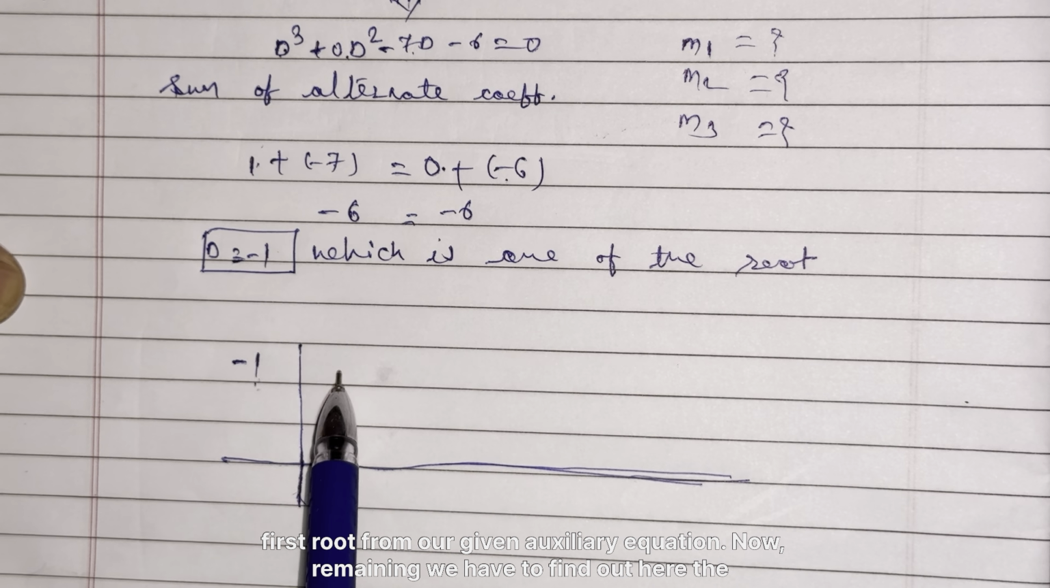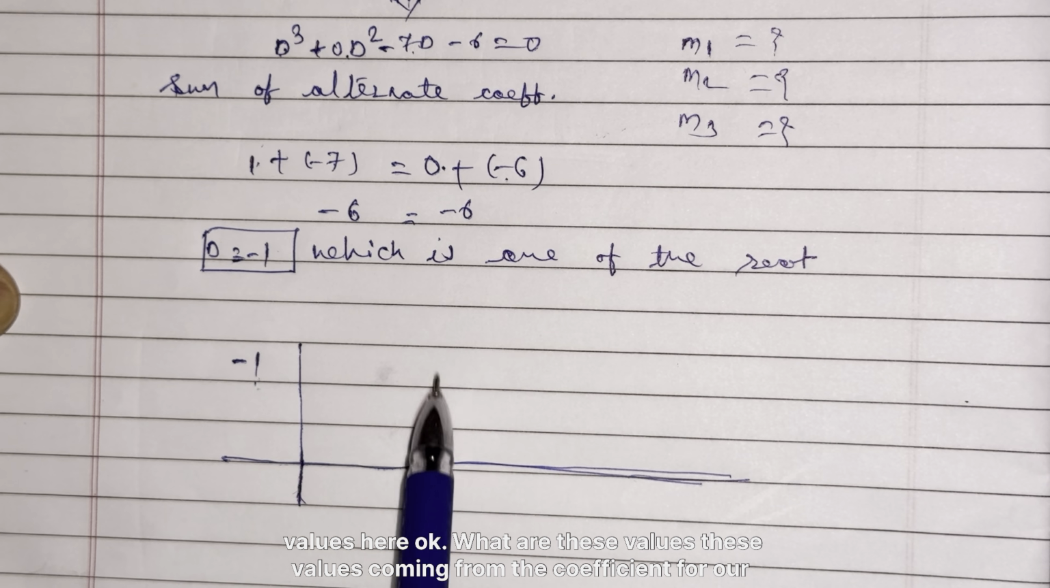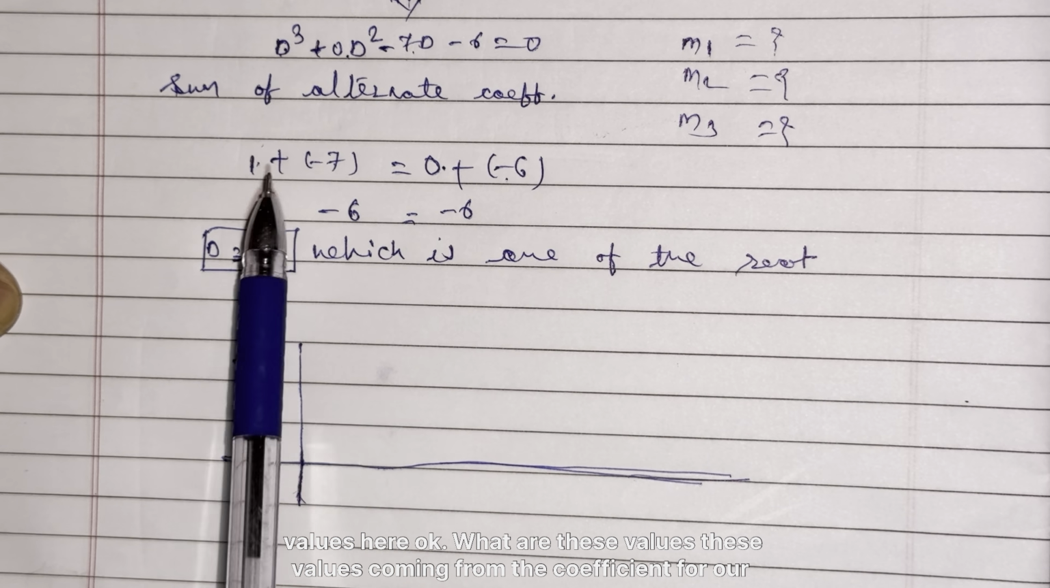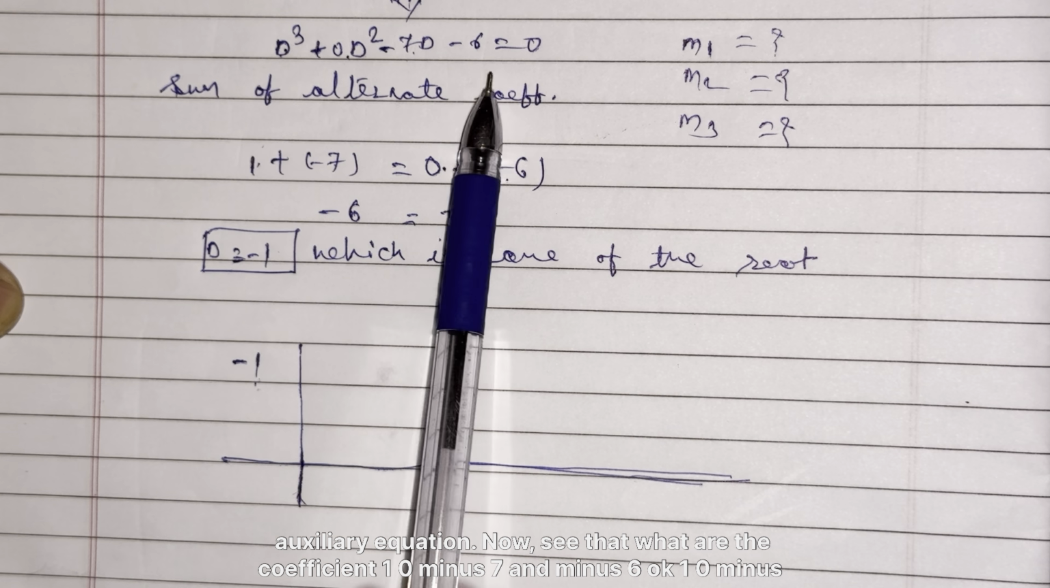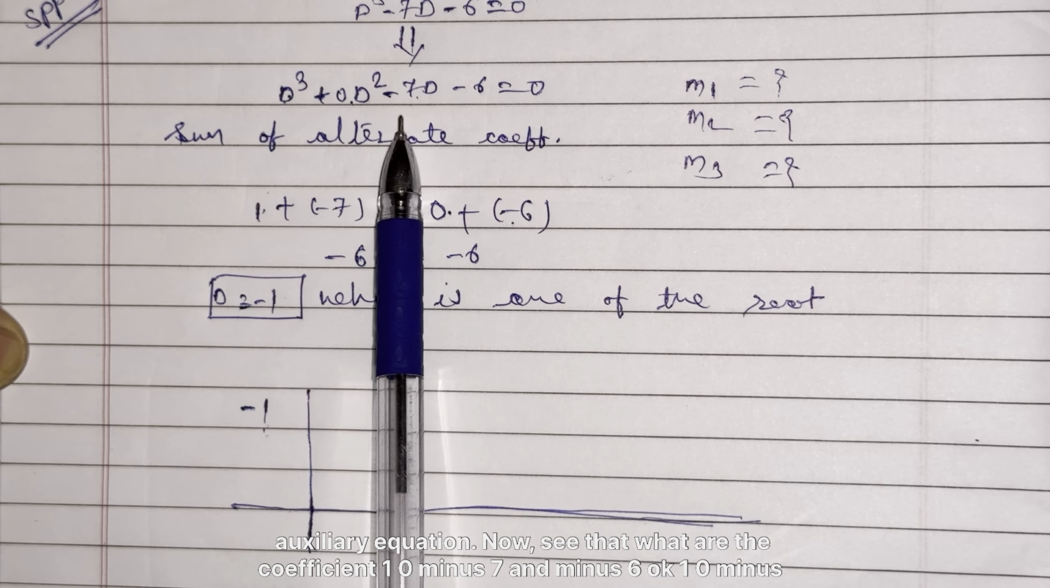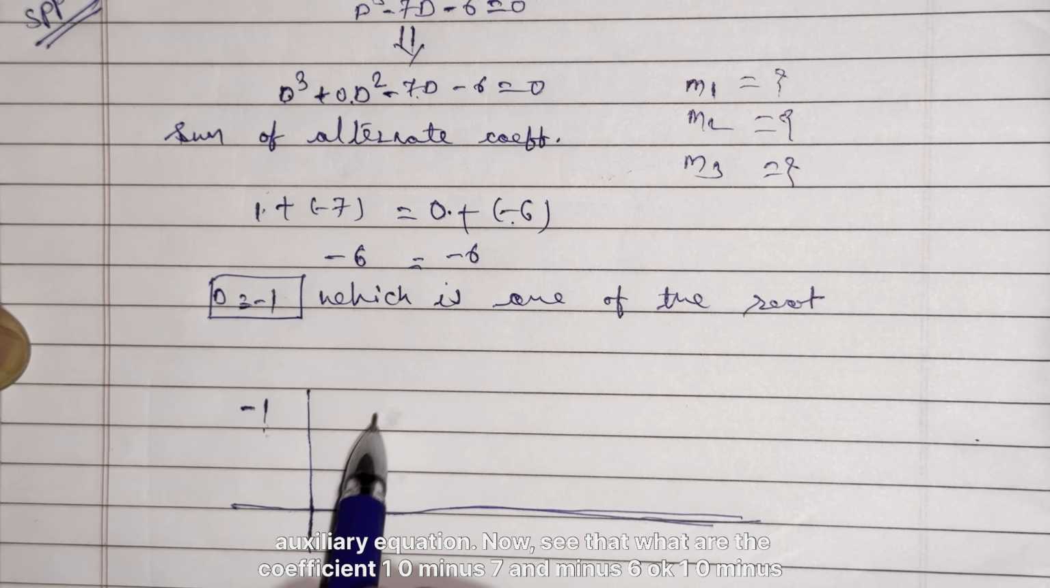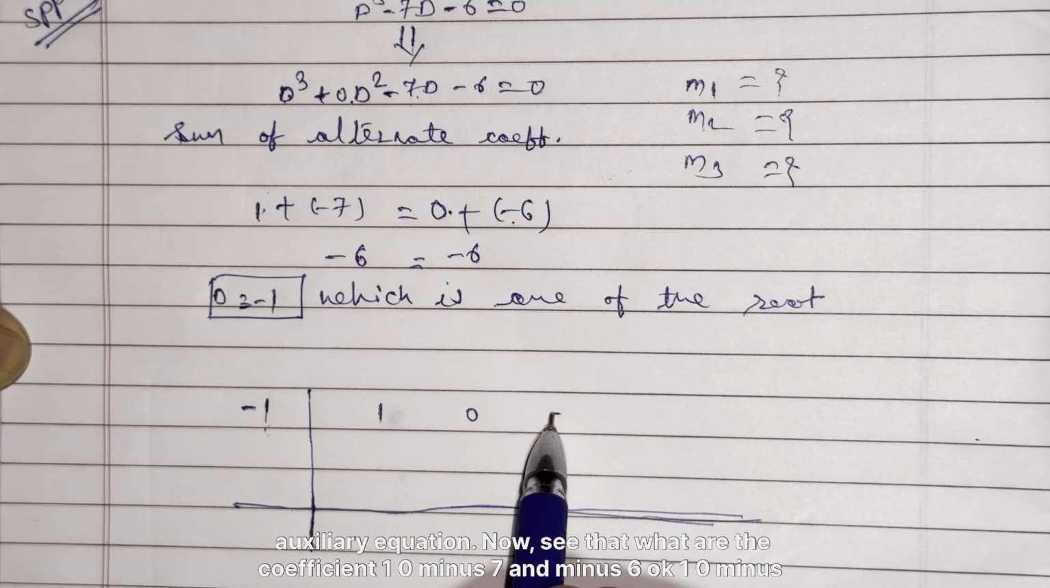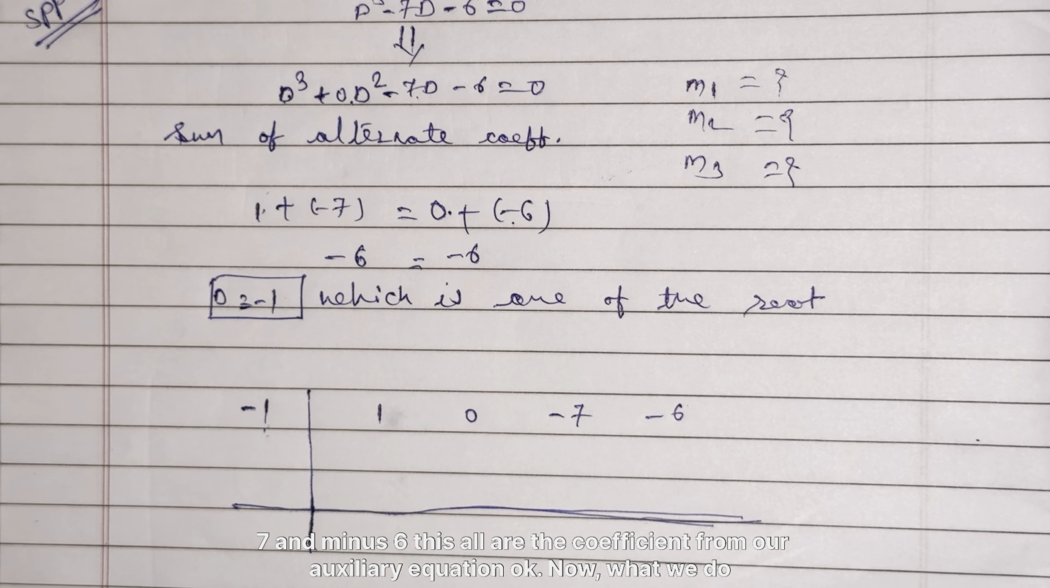Now remaining, we have to find out the values here. What are these values? These values come from the coefficients of our auxiliary equation. Now see, what are the coefficients? 1, 0, minus 7 and minus 6. These all are the coefficients from our auxiliary equation.